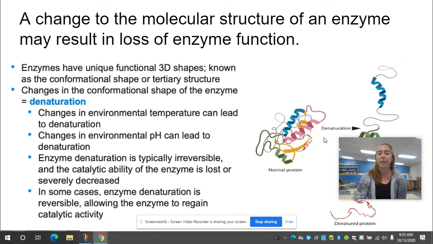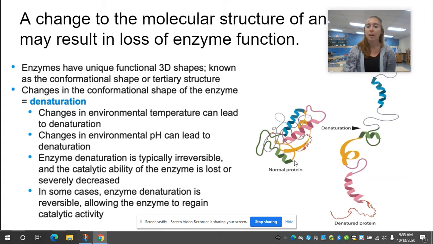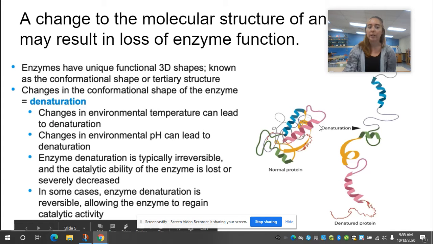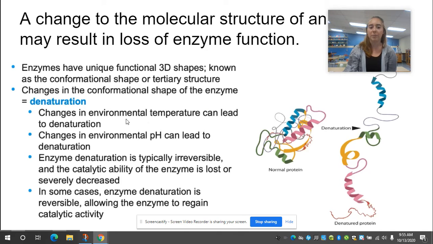So when we look at this, we know that enzymes function normally as a normal protein, but this normal protein in its tertiary structure can actually be denatured. And when it is denatured, we will see that it no longer has this 3D shape of the normal protein, and instead it's going to look broken apart. And we know that when this happens, that enzyme is not going to be able to work the way that we want it to. So the ways that this can happen is one, that there's an environmental temperature change.